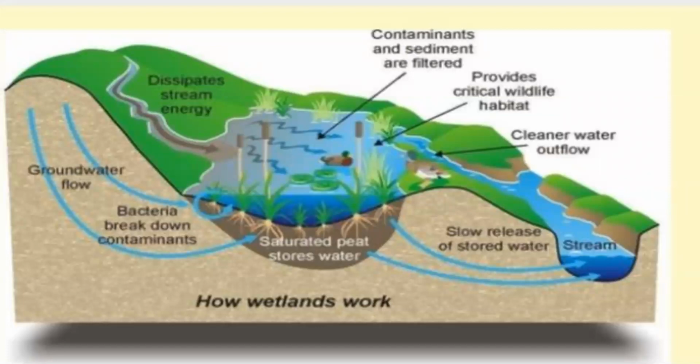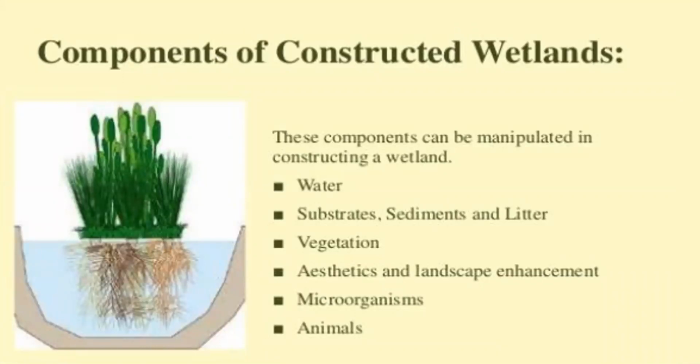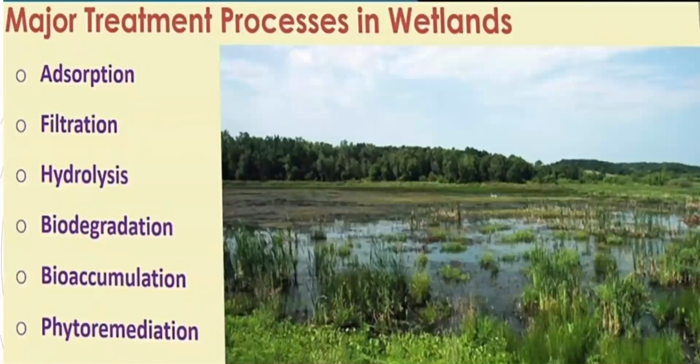Now, the figure shows how a wetland works. Contaminated water comes into the area of the wetland and stays where breakdown by bacteria is done, and groundwater also joins this. Clean water from this is saturated through peat and joins the clean water stream outside. As for the components of a constructed wetland, the first component is water, which is a major component, and the substrate on which this system stays. Then vegetation, animals, and microorganisms break down waste.